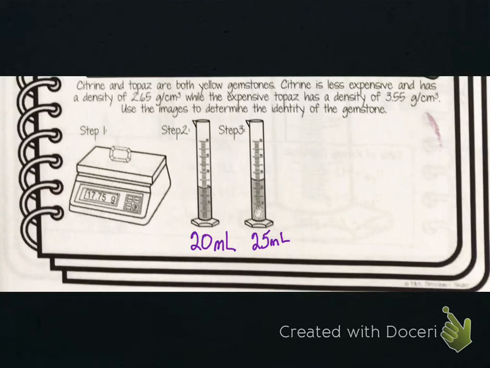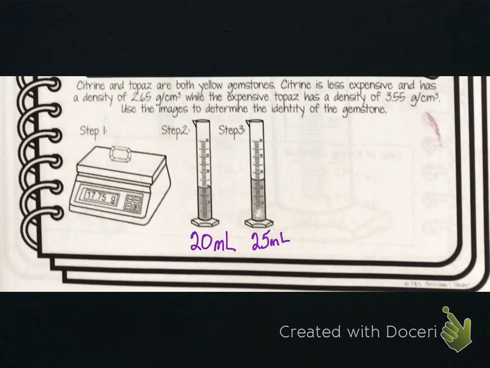For this next problem, I'm just going to help you get started a little bit, and then you can finish the problem yourself. So we have citrine and topaz, which are both yellow gemstones. Citrine is less expensive and has a density of 2.65 grams per cubic centimeter, while the expensive topaz has a density of 3.55 grams per cubic centimeter. Use the images to determine the identity of the gemstone.